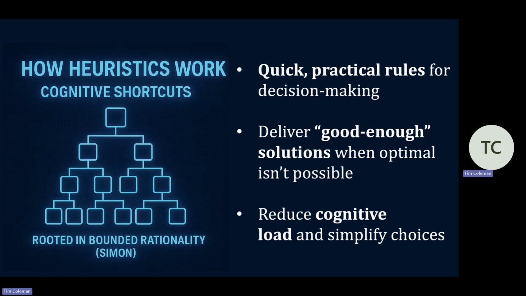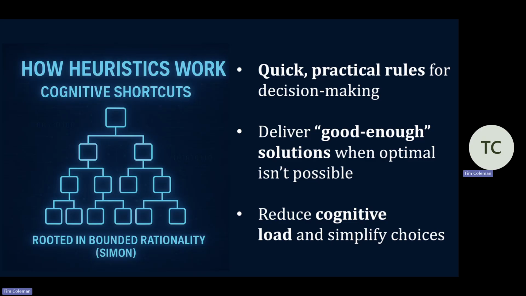Now that we've established why heuristics matter, let's unpack what they actually are and what makes them useful. At their core, heuristics are quick, practical rules for decision making. They don't pretend to cover every possibility or to optimize across all data. Instead, they zero in on the most relevant cues available in the moment and provide a shortcut to action. That speed and simplicity is exactly what makes them powerful. They deliver the good enough solution when optimal isn't possible.